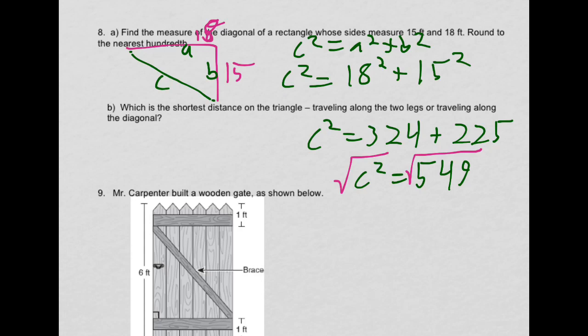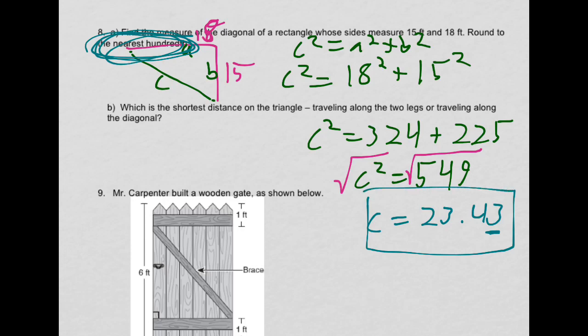And do I have to factor, or do I plug it into my calculator? Well, let's go back and see what they're asking for. It says round to the nearest hundredth. So all I have to do is plug that into my calculator. And I get C equals 23.43. And that's as far as I go because this is my hundredth. All right. I will let you answer B for yourself.